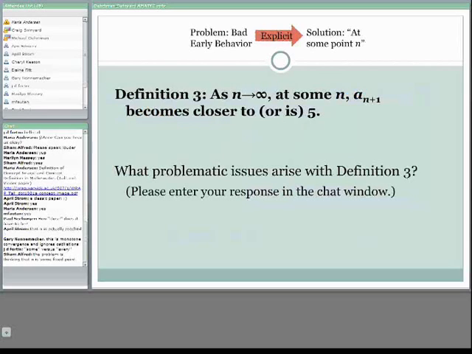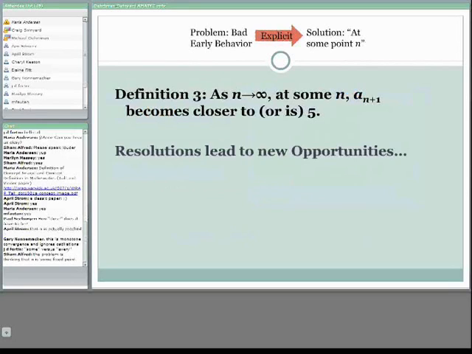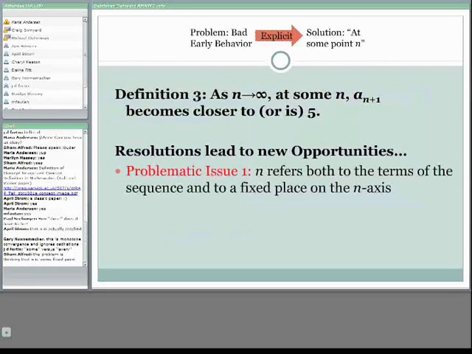The students generated this solution of "at some point n" explicitly to deal with the problem of early bad behavior. So that's why we call that an explicit solution. I'm going to show you some other things later where they were talking about things, but they weren't attaching them to a specific problem. Nevertheless, those things that they introduced resolved the problems, even though they weren't trying to. I think that'll become more clear as I talk more. Craig, feel free to type something clarifying in the chat window if you think it would help.